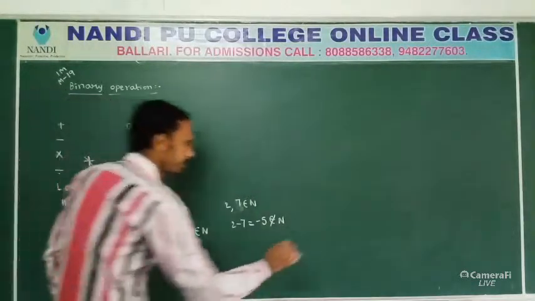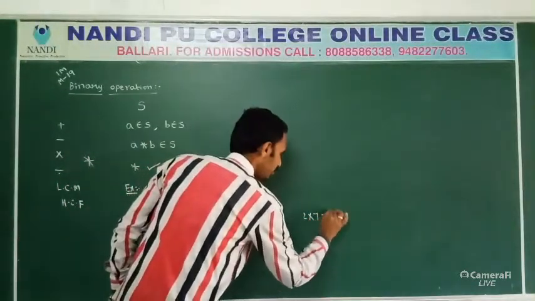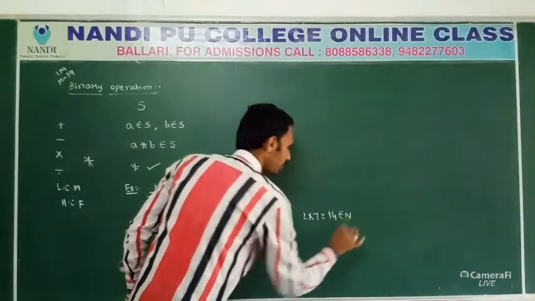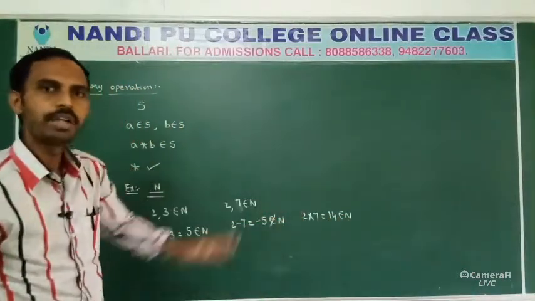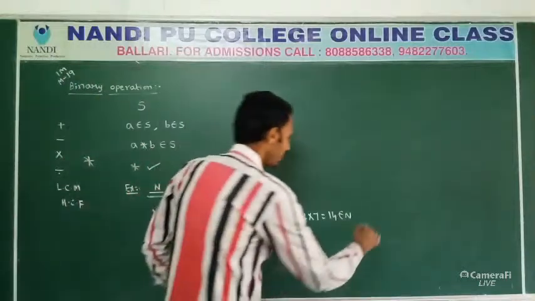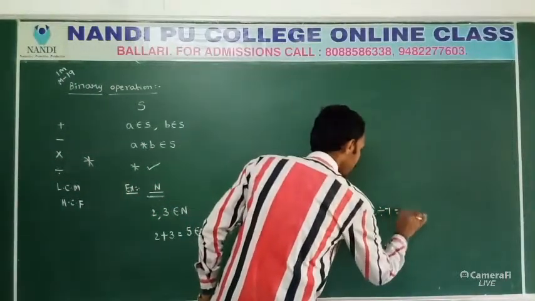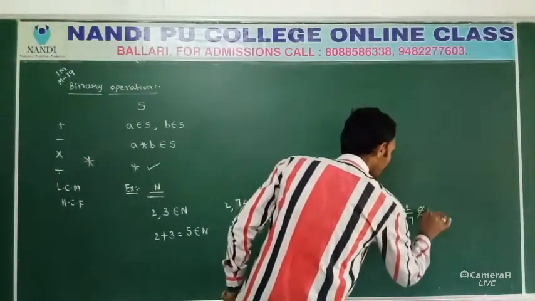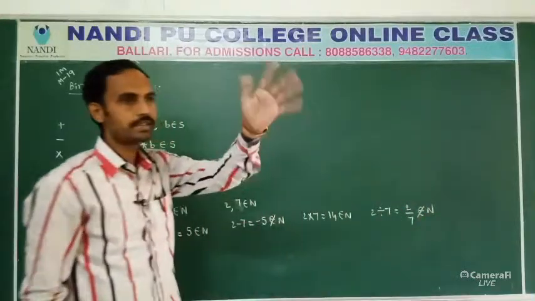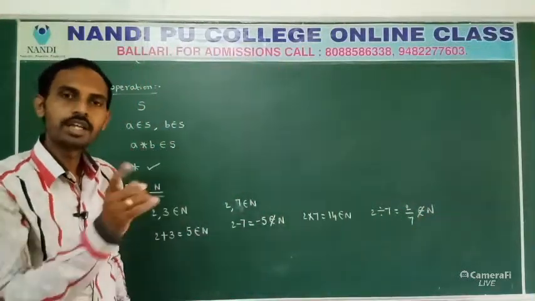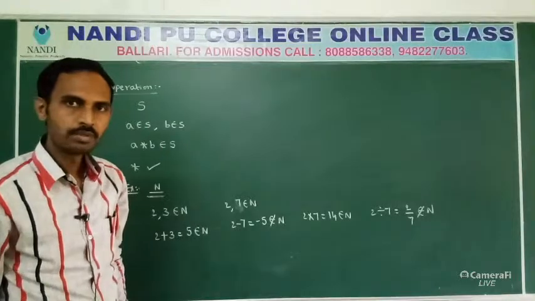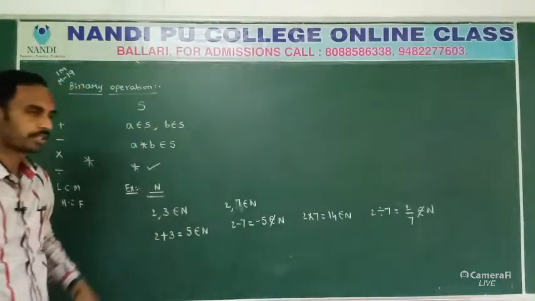Similarly, multiplication: 2 into 7 is equal to 14, which also belongs to N. So multiplication is a binary operation. What about division? 2 divided by 7 is equal to 2 by 7, which does not belong to N. So division is not a binary operation under natural numbers. Okay, that is binary operation.